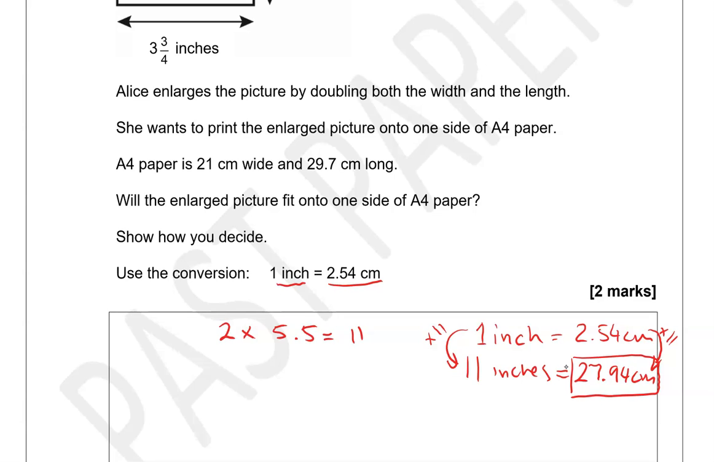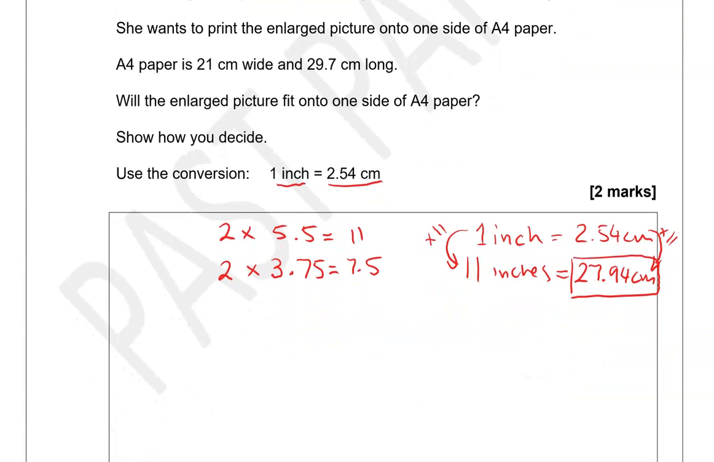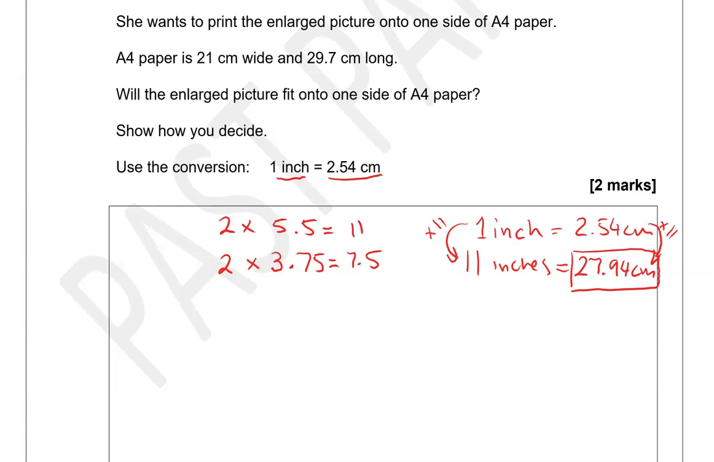So now looking at 3 3/4, doubling that, 2 times 3.75 is 7.5 inches. So again, we're going to do 7.5 times 2.54, which is 19.05 centimeters. Let's compare now with the dimensions of the A4 paper.